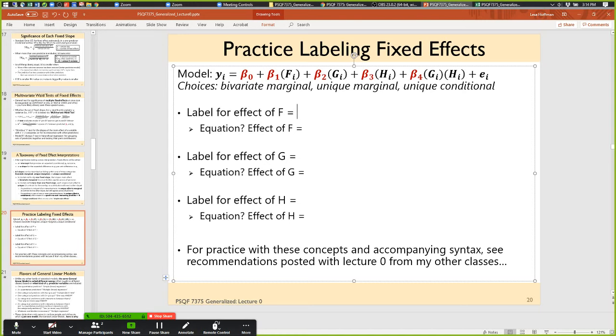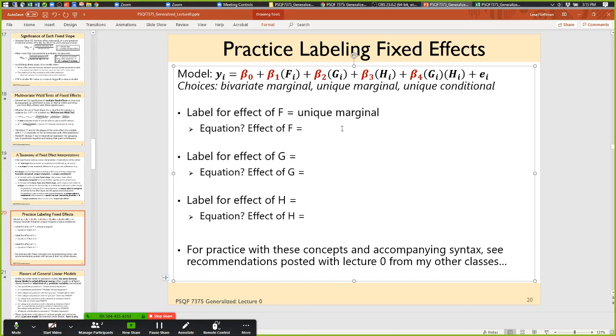So it can't be bivariate because there's too much stuff here, right? Bivariate is only when there's one thing. So it's unique. It's unique marginal because beta 1 is the effect of F, period. No matter what.